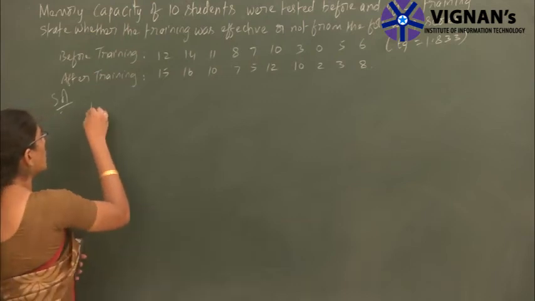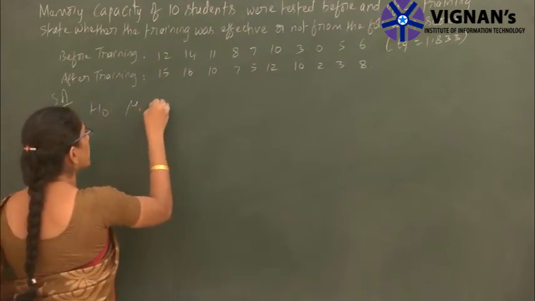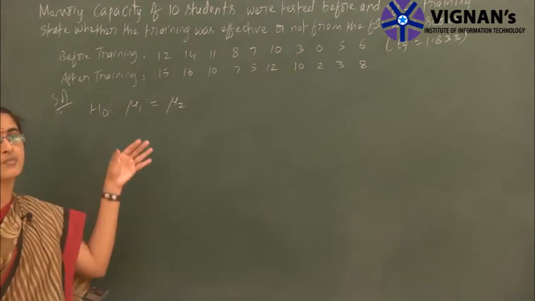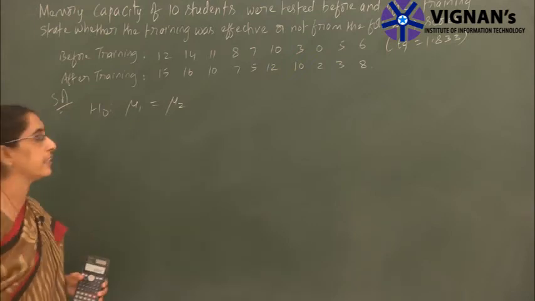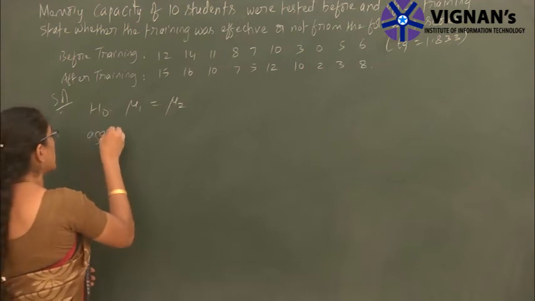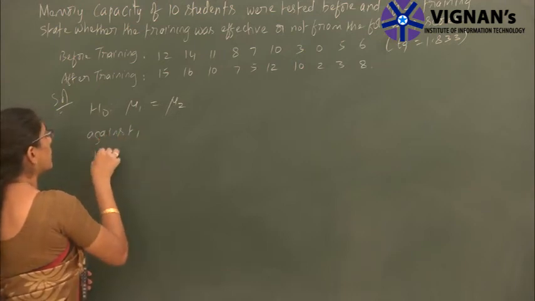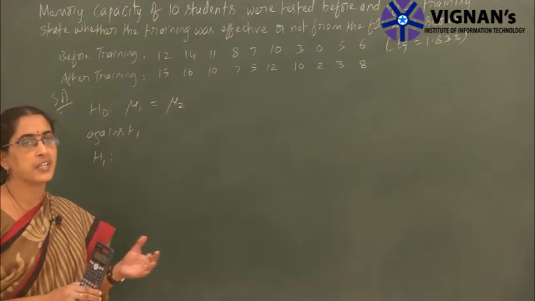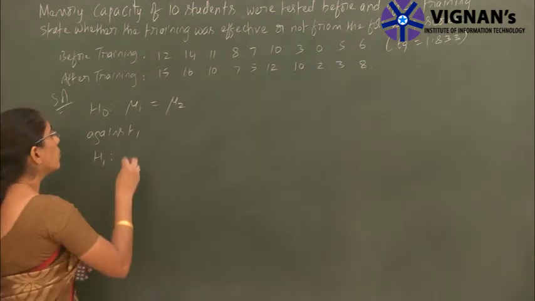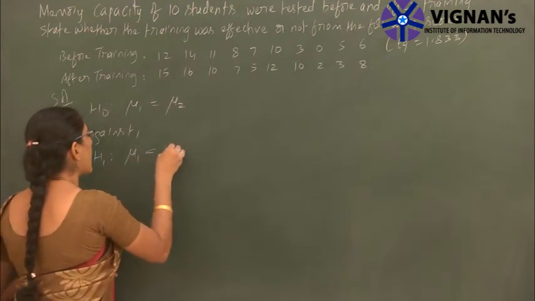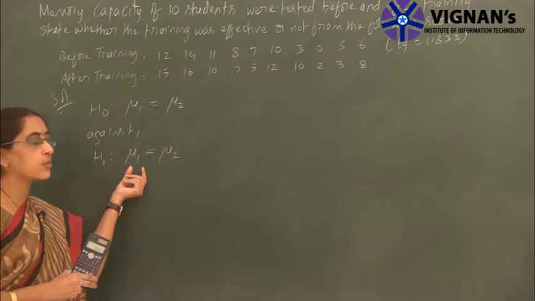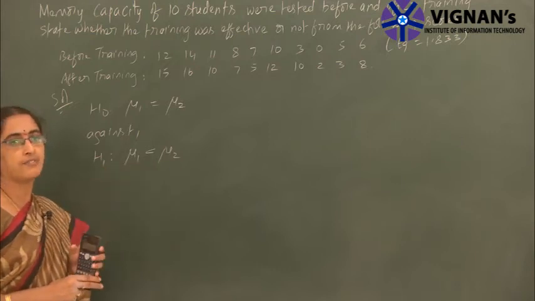So obviously the null hypothesis will be mu1 equal to mu2. That means there is no difference in the scores before training and after training. Then against that, H1: definitely there will be a little improvement after training in the scores. That is a general fact we have to accept here. So mu1 is less than mu2. That means there is a little improvement in the scores after training.